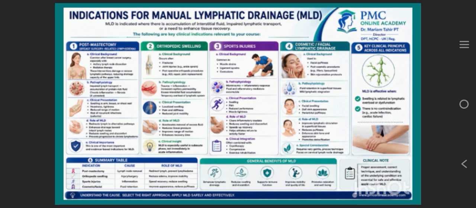So let's summarize the indications. The first indication we have discussed is post-mastectomy, second is orthopedic swelling, third is sports injuries, and fourth is cosmetic or facial. What is the cause for post-mastectomy? Lymph node removal. The cause for orthopedic swelling is injury or surgery. The cause for sports injuries is inflammation. And the cause for cosmetic or facial is fluid retention.